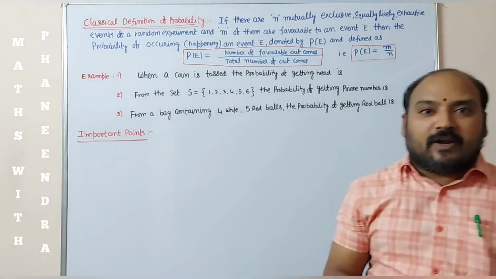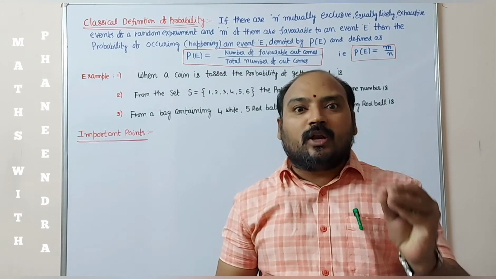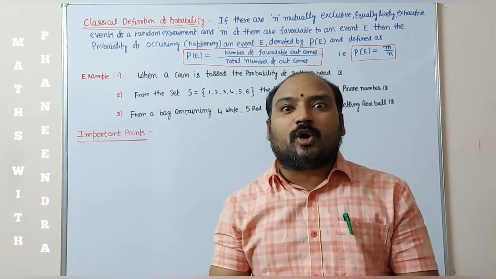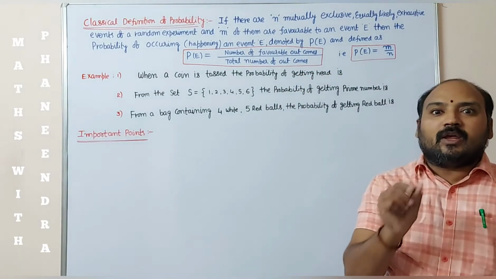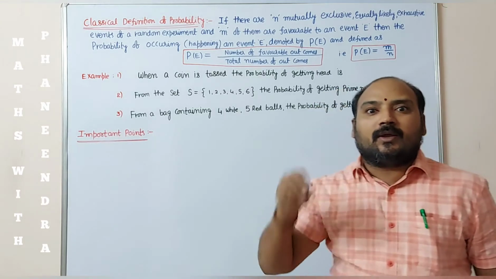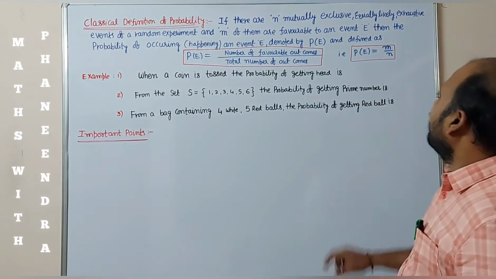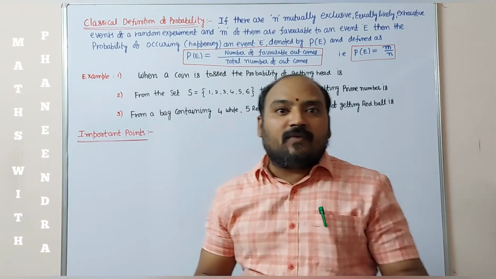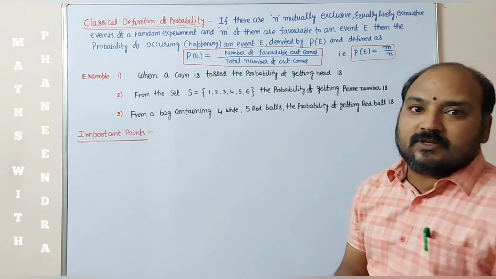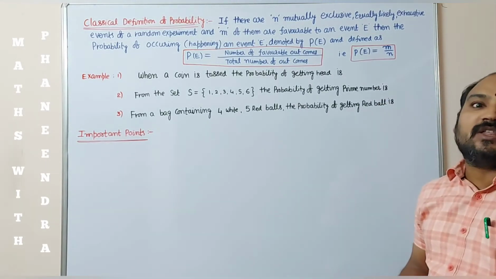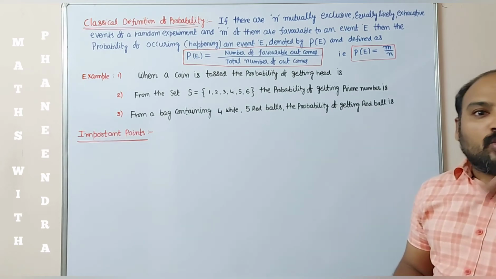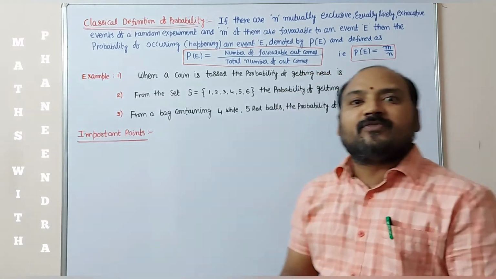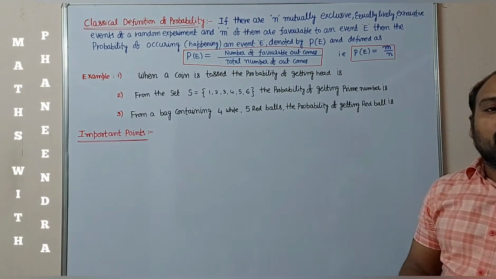Mutually exclusive events: the events are said to be mutually exclusive if the intersection of the two events is disjoint. A and B, A intersection B equal to phi, phi means null set. And what is the meaning of exhaustive events? The union of events is equal to sample space. Suppose in the sample space two events are there, E1 and E2. The union of E1 and E2 is equal to sample space. Then those events are called exhaustive events.